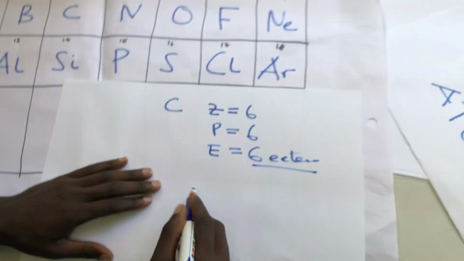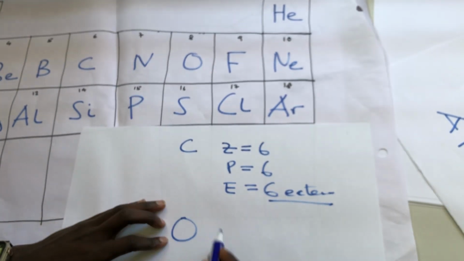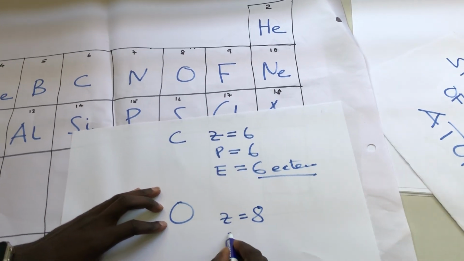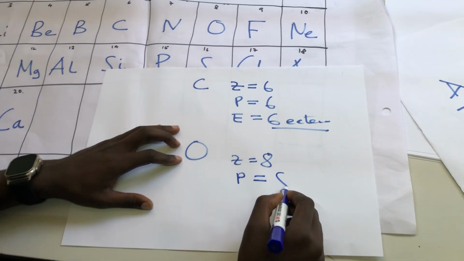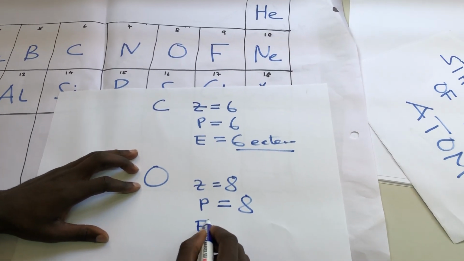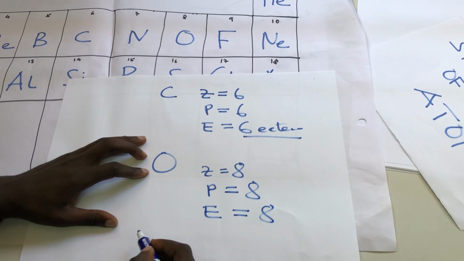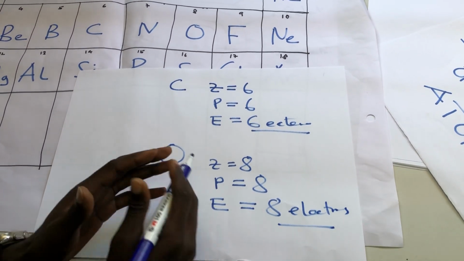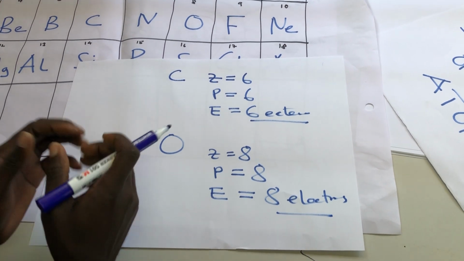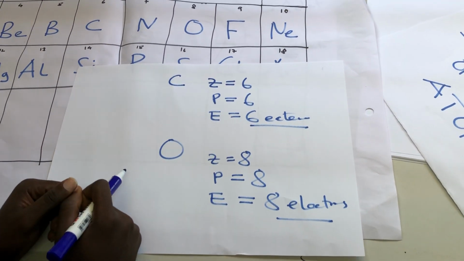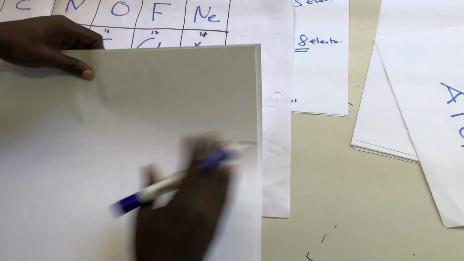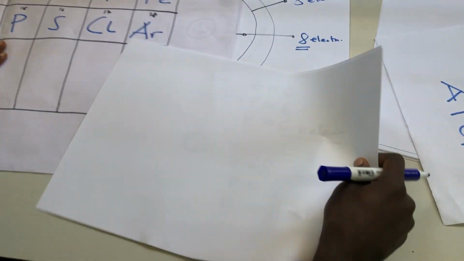Take example of oxygen. Atomic number for oxygen, it is 8. Protons number for oxygen, it is 8. The same number for electrons for oxygen, it is 8. Kwa hiyo ukishapata number for electrons inakuwa ni rahisi kwako kuweza kuchora electronic configurations. So starting by number 1, let's try to draw electronic configuration of carbon.